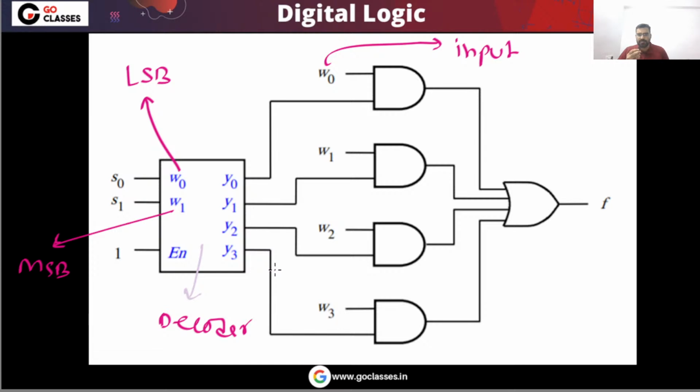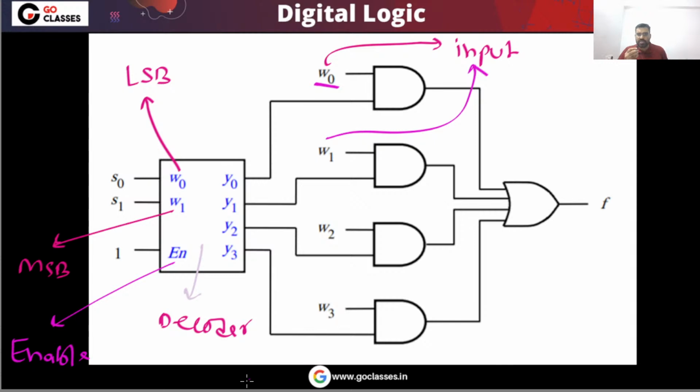Look at this circuit. Remember, what you have inside is just a symbolic. Like this is a symbol for enable. This is a symbol for LSB. This is a symbol for MSB. Now, these are the inputs. This W0, this is the input. This W1, this is the input.